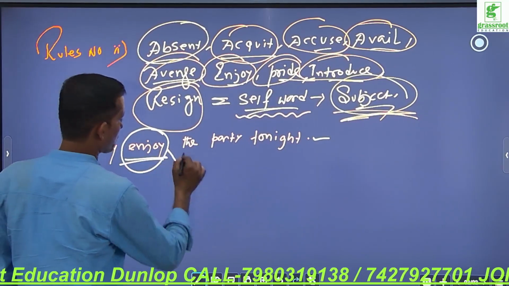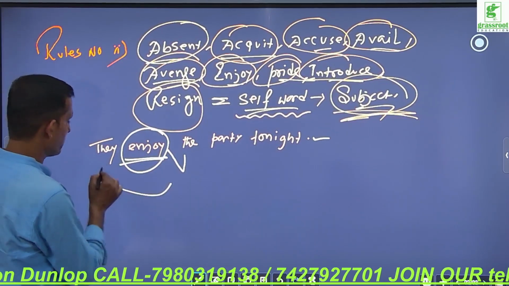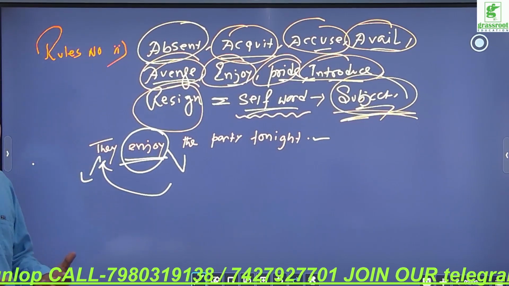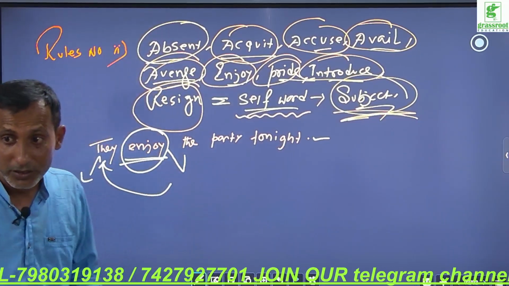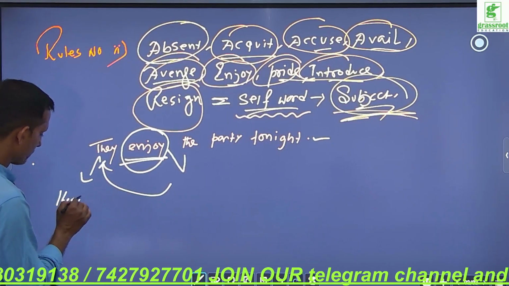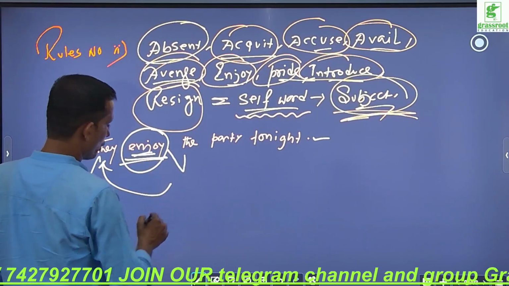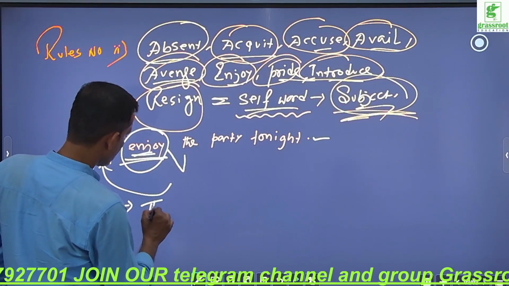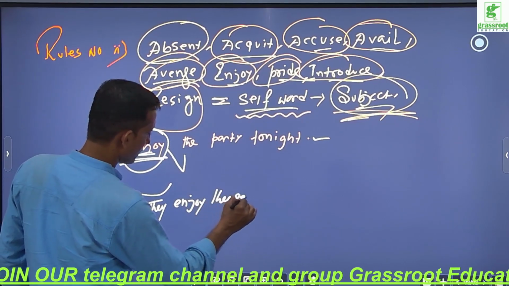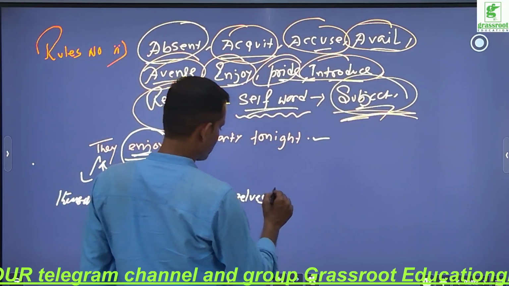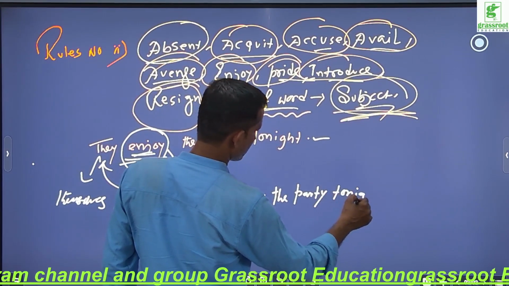So the actual sentence will be, and we have to use the self word according to the subject. So if we change they into self form, what should be the form? They is changed into themselves. So we have to use themselves after the verb enjoy. So the actual sentence will be: they enjoy themselves the party tonight.